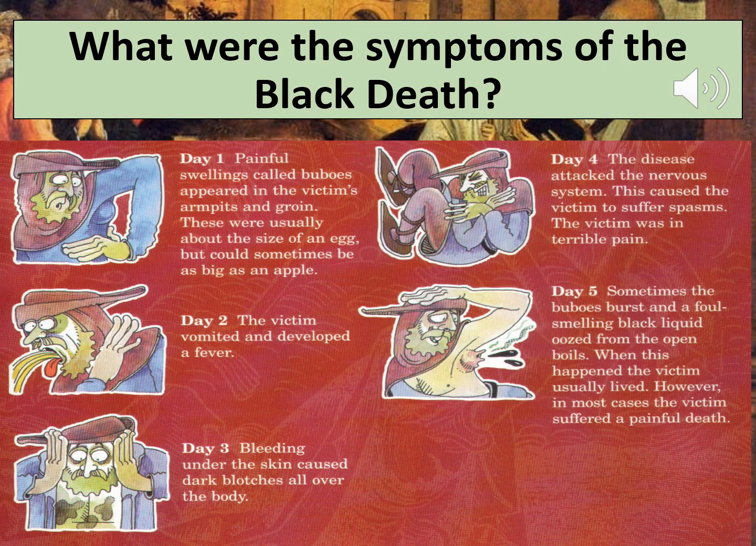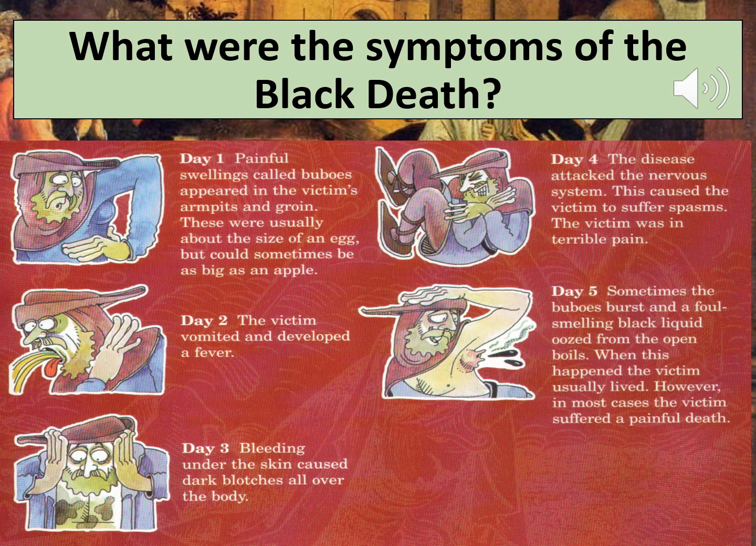What were the symptoms of the Black Death? Well, on day 1, painful swellings called buboes appeared in the victim's armpits and groin. These were usually about the size of an egg, but sometimes they could grow to be as big as an apple. On day 2, the victim vomited and developed a high fever.